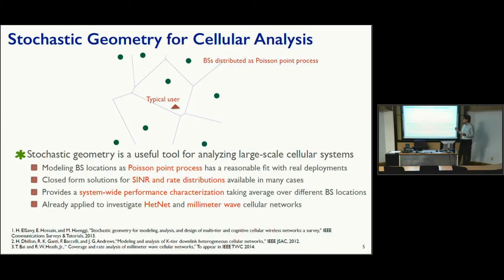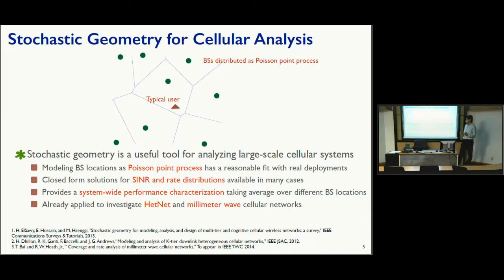Fortunately, stochastic geometry is a very useful tool to analyze the network performance of large-scale networks with randomly located points. The basic idea is to model the base station and user locations as a certain point process, say a Poisson point process. And using stochastic geometry, we can derive closed-form expressions for certain performance metrics, such as SINR and rate distribution.